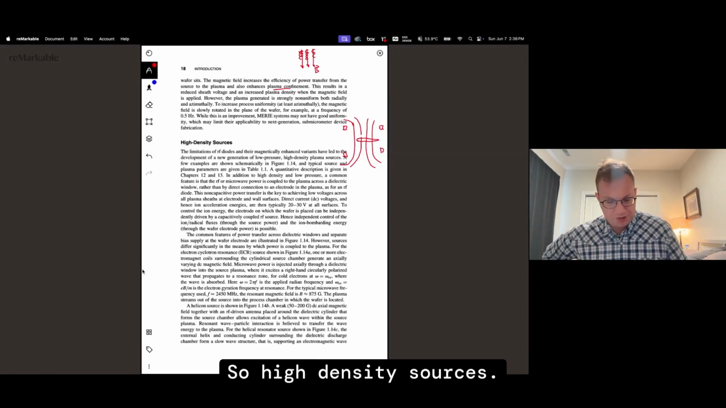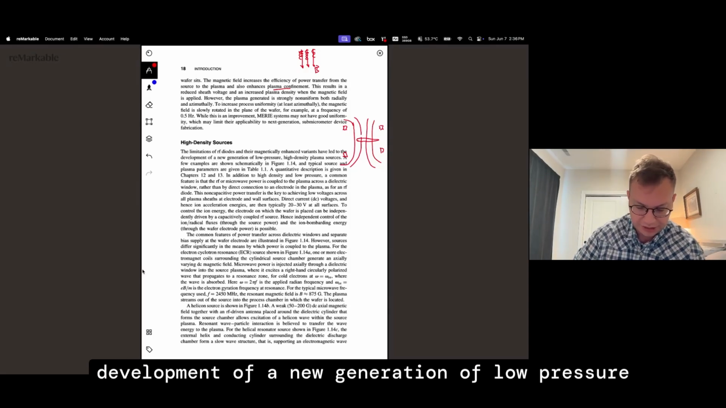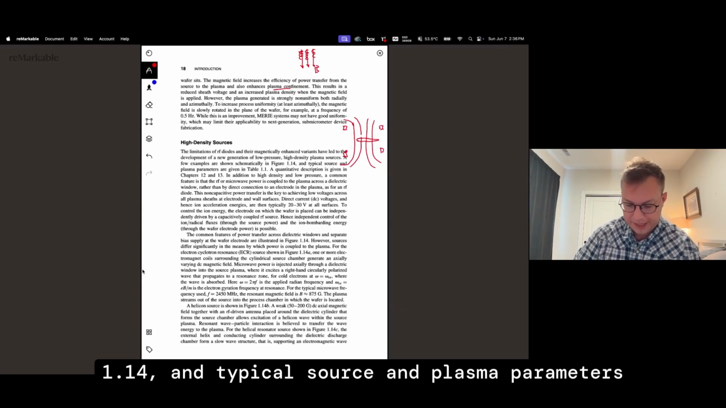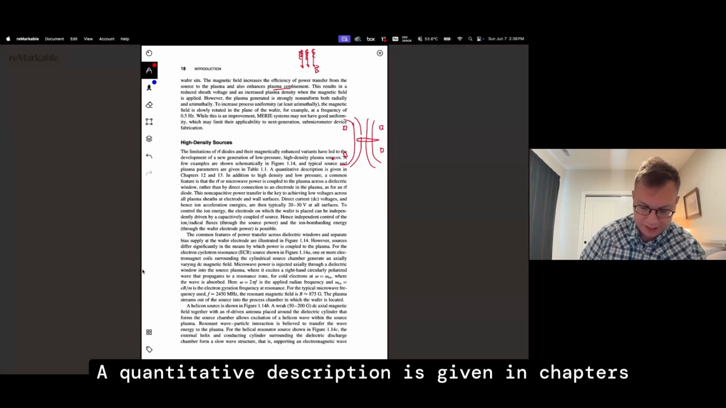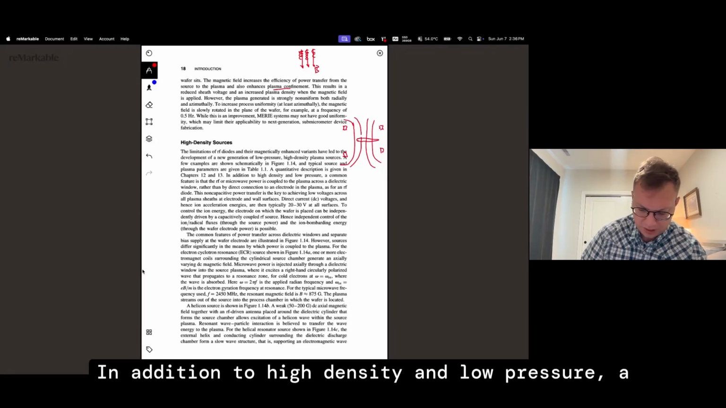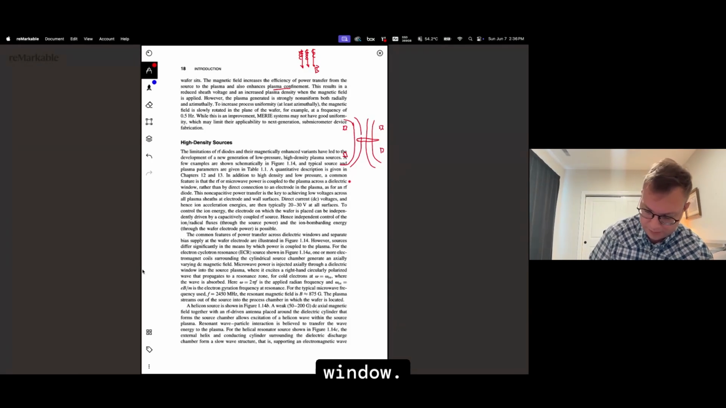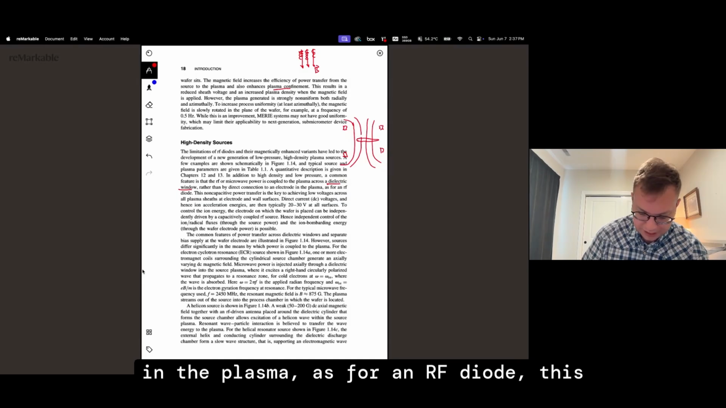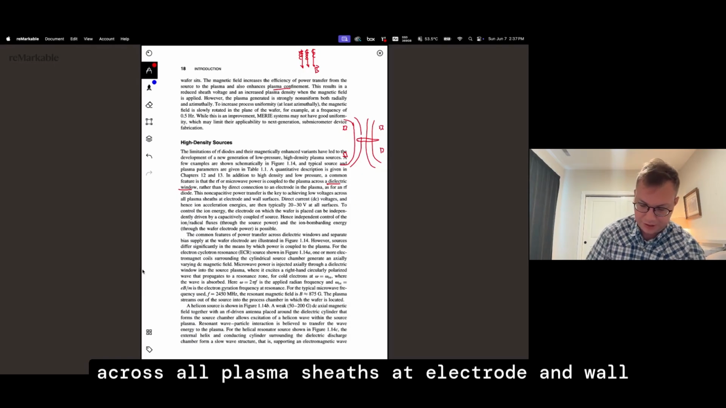So high density sources. The limitations of RF diodes and their magnetically enhanced variants have led to the development of a new generation of low pressure, high density plasma sources. A few examples are shown schematically in figure 1.14, and typical source and plasma parameters are given in table 1.1. A quantitative description is given in chapters 12 and 13. In addition to high density and low pressure, a common feature is that the RF or microwave power is coupled to the plasma across a dielectric window, meaning a glass window, rather than by direct connection to an electrode in the plasma, as for an RF diode. This non-capacitive power transfer is the key to achieving a low voltage across all plasma sheaths at electrode and wall surfaces.